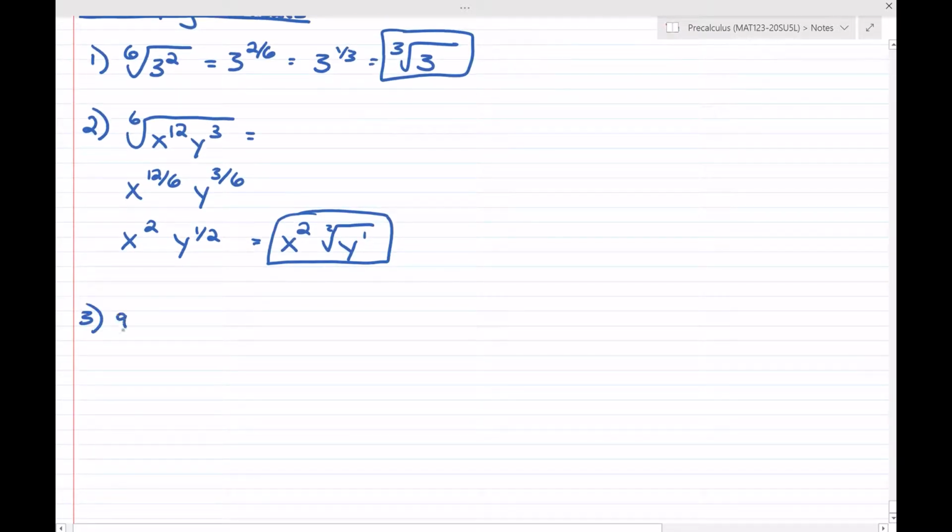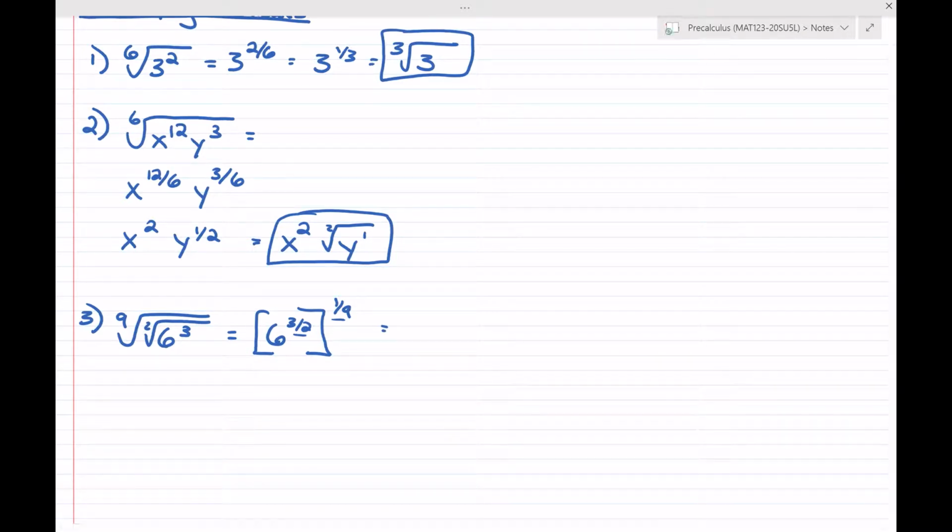And then the last one, what about the 9th root of the square root of 6 to the third? So I always kind of like these problems. Now this part right here, the square root of 6 to the third is really just 6 to the 3 over 2 power. Then we're taking the 9th root of that. The 9th root is really just 1 over 9. When you have a power to a power, you multiply those. So 3/2 times 1/9, well 3 goes into 9 3 times, so this would be 6 to the 1/6 power. The answer would be the 6th root of 6 to the first.